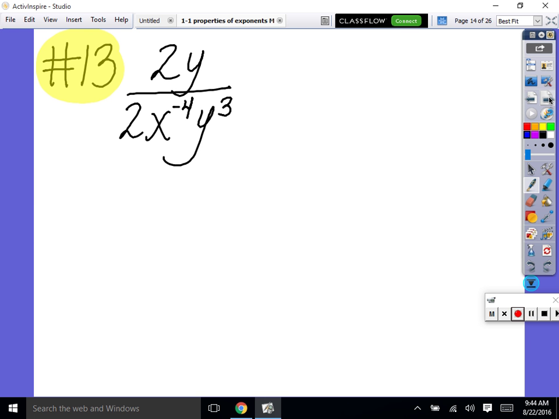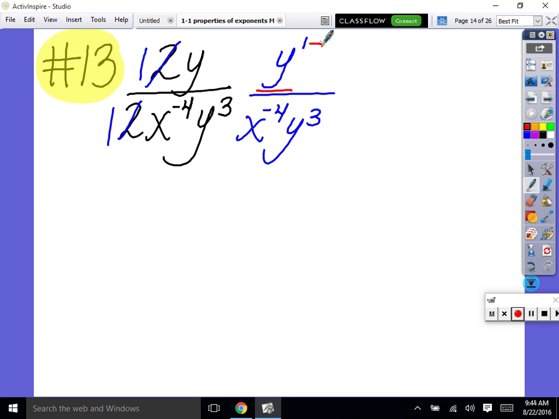So we're simplifying this. The numbers you don't subtract. Numbers division is division. So 2 over 2 simplifies to be 1 over 1, right? 2 divided by 2 is 1. Now we have y on top. Do we have a y on bottom? Yes. So what is the exponent on this y on top? 1. So we have y to the 1st on top, and on bottom we have x to the negative 4, y to the 3rd. When you divide, then you subtract. So we're going to look at our same base, y to the 1st, and we're going to subtract the bottom exponent, which is 3, right?